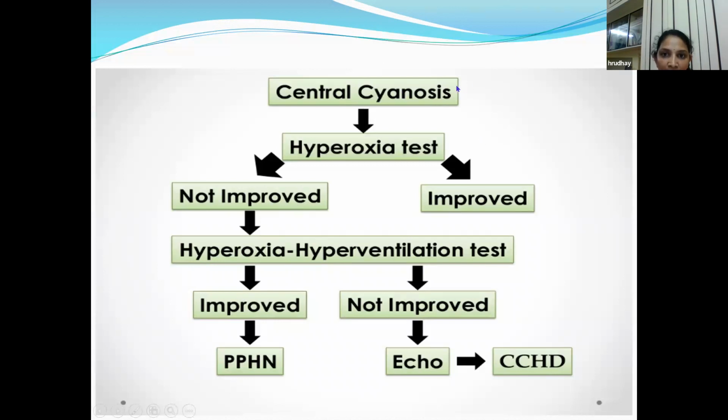So here, pulmonary cause and cardiac cause. Pulmonary cause, mostly work of breathing and cyanosis. Next comes the hyperoxia test. If the hyperoxia test improves, then it is a pulmonary cause, like respiratory causes. If in the hyperoxia test there is no improvement, go with the hyperoxia hyperventilation test. If there is improvement, then go with PPHN. If there is no improvement, then go with the echo, which finally diagnoses critical congenital heart disease. So here we get a clinical approach to critical congenital heart disease.